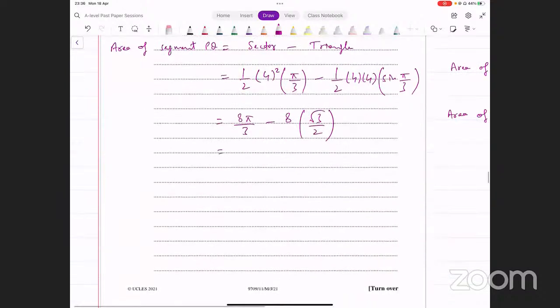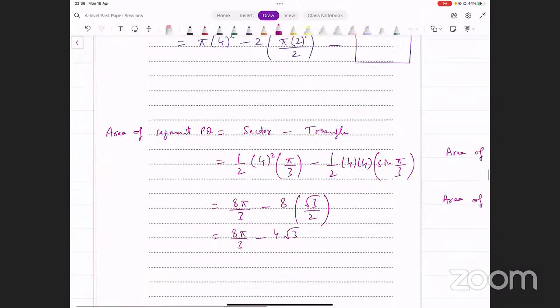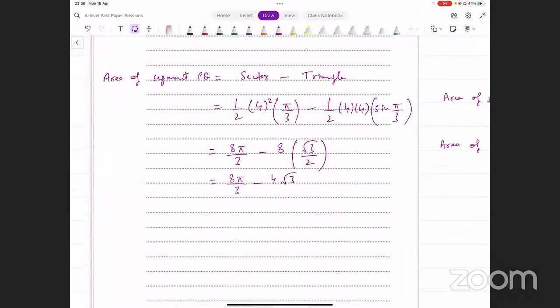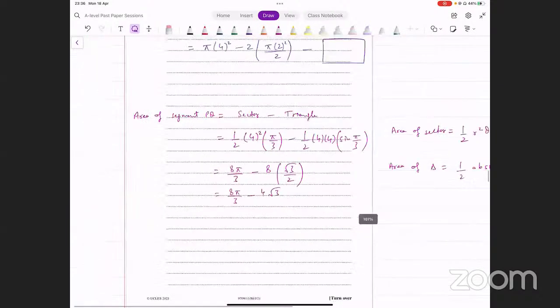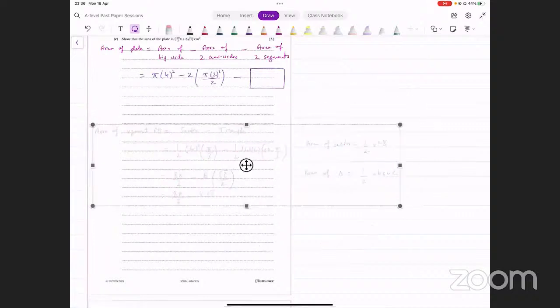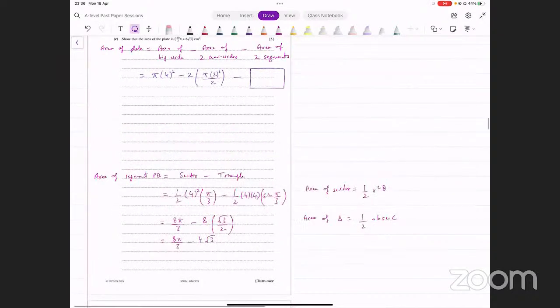Okay, and then you can simplify this. You can say that's 8 pi over 3 minus 4 square root of 3. This is area of one segment. Once you have this, now you can go back and put this there in that form जो हमने ऊपर किया था. I'm just going to bring it down to make some space there. ये जाके ऊपर input कर देते हैं.